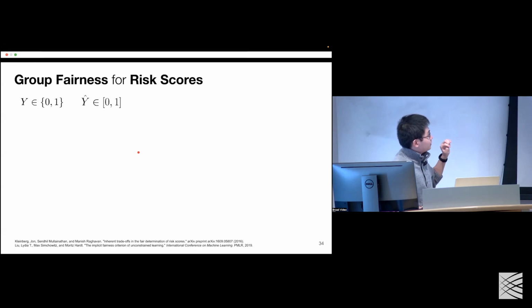So now we're ready, I think, to tackle fairness for risk scores. We talked about the case where y hat is in the set 0 and 1, but now what if it's in the interval 0 to 1? So now it's a predicted probability.